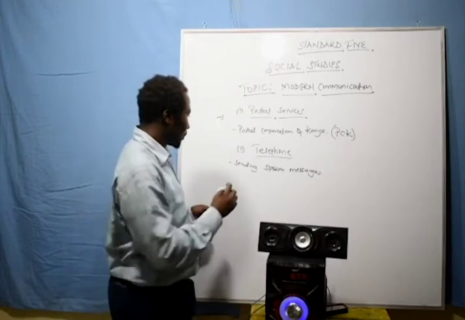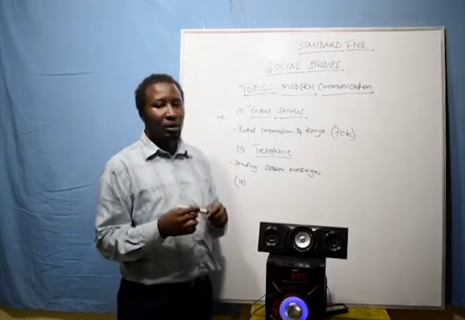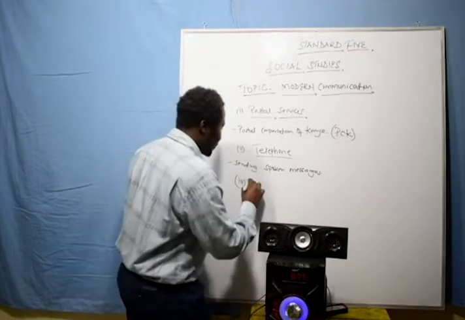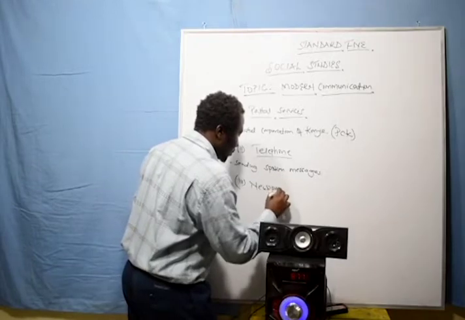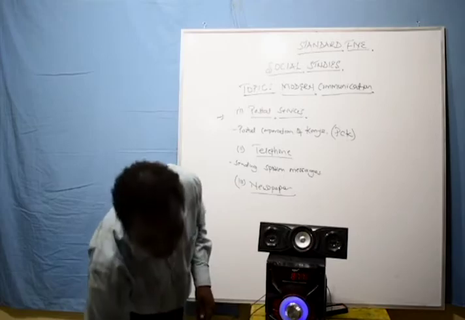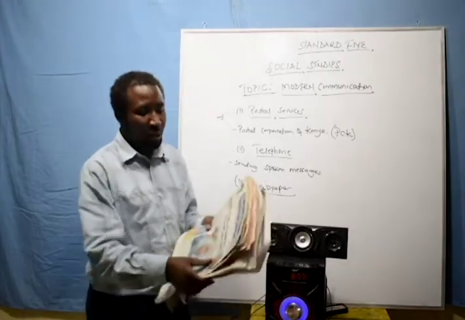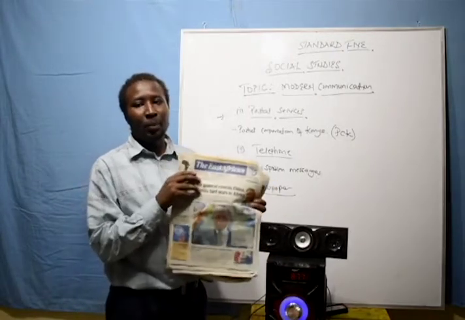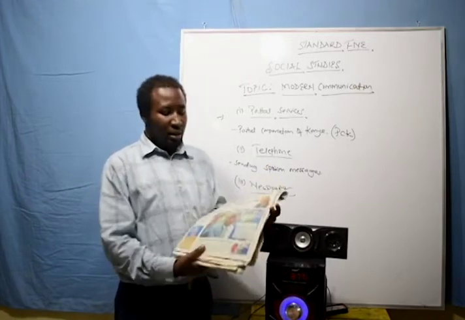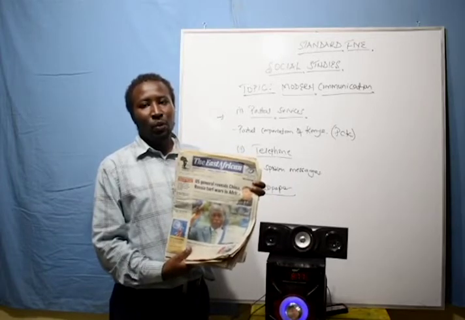Number three that we are able to look at and check on is the newspaper. Okay, newspaper. Newspaper has become a mode of communication that is being used today, whereby we have several newspapers. For example, we have the East African newspaper being used for people to communicate, whereby these are written reports that are written daily or weekly.